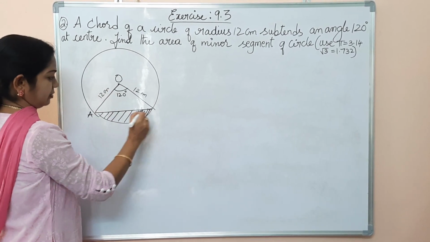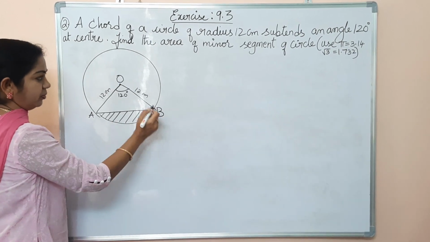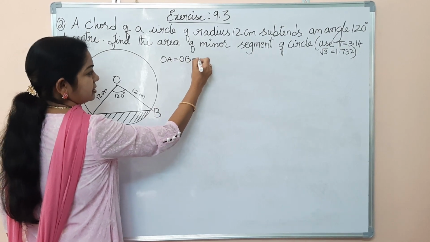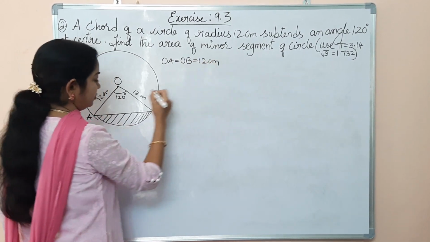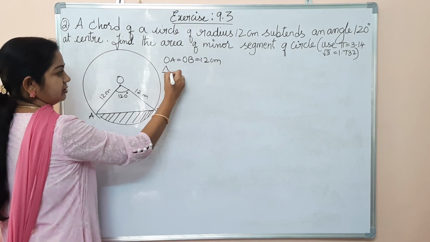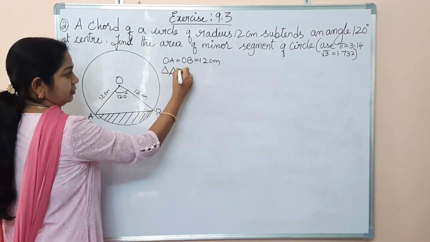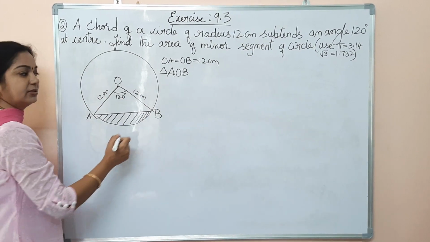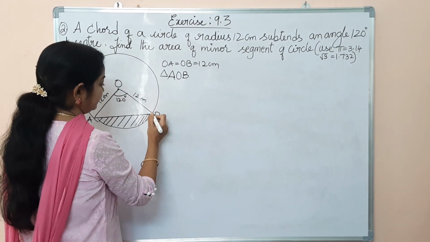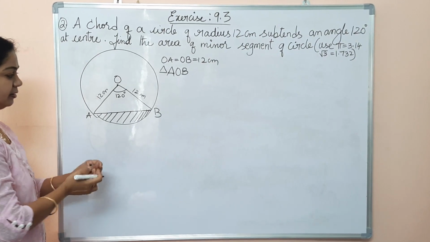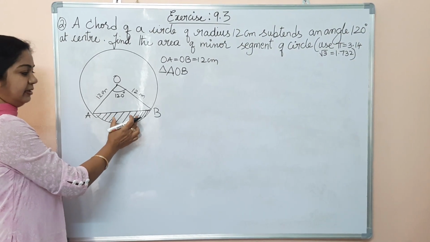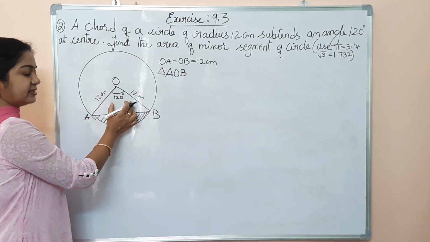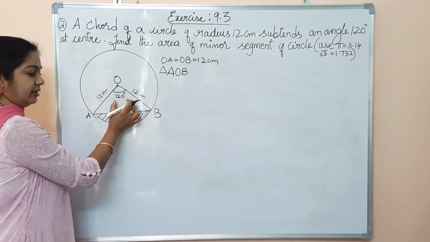So, this is an isosceles triangle clearly because the radii are 12 centimeters. Let me take the chord as AB. So, OA equals OB equals 12 centimeters. So, if you consider the triangle AOB, two sides are equal, it's an isosceles triangle. Now, to find the area of the segment, first we'll find the area of the sector and we will subtract the area of the triangle from it.